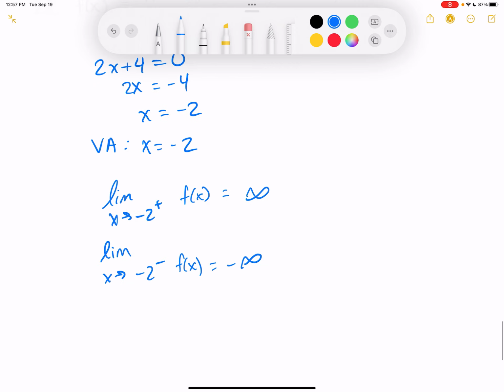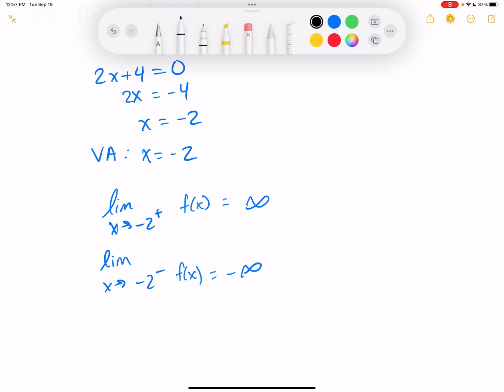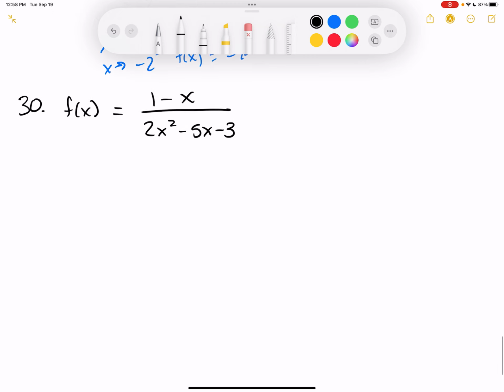All right, let's look at another one. 30. F of x is equal to 1 minus x over 2x squared minus 5x minus 3. So we set the denominator equal to 0.